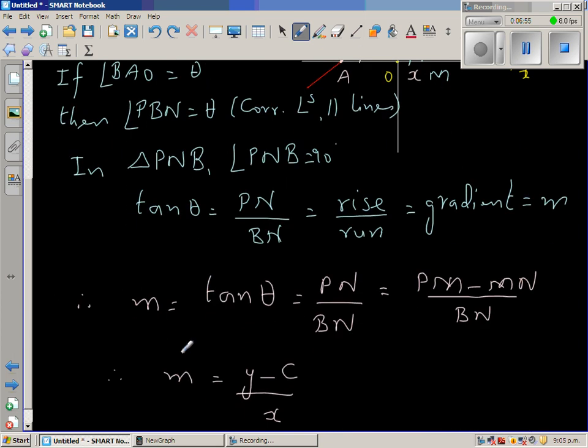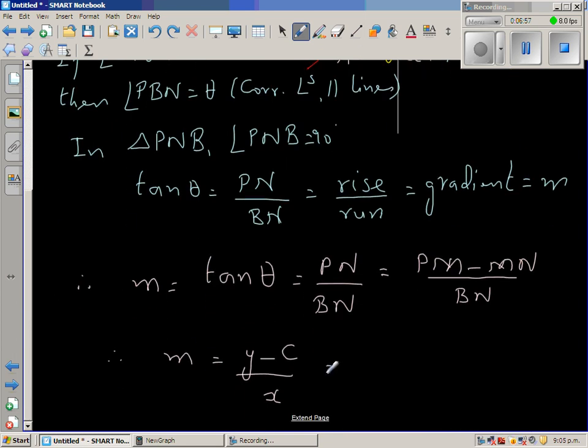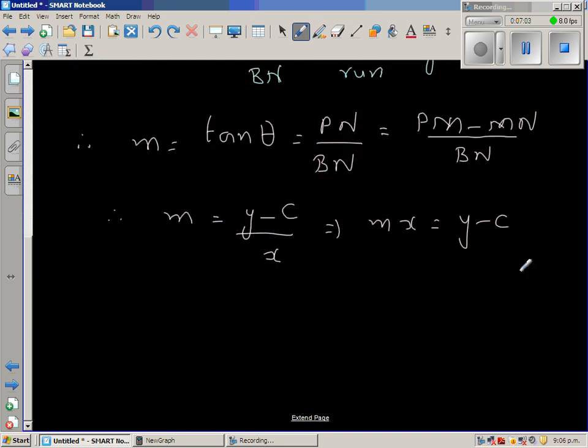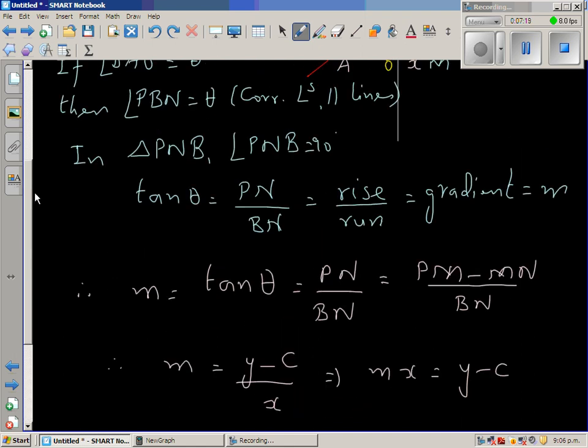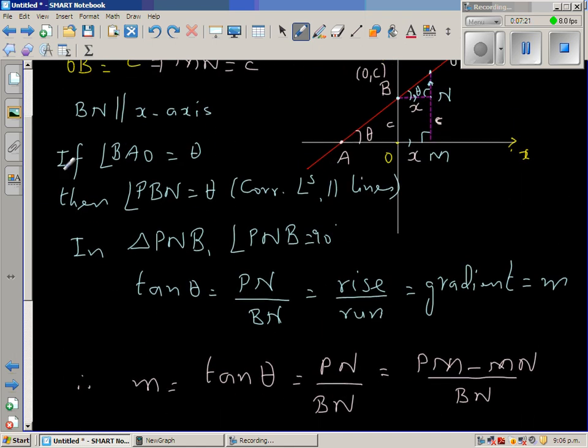Now this implies mx is equal to y minus c. Now adding c to both sides, mx plus c is equal to y. Therefore, y is equal to mx plus c is the general form of an equation of a line, which is called the slope-intercept form.